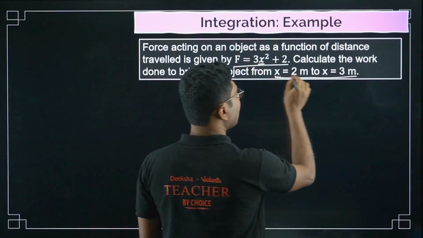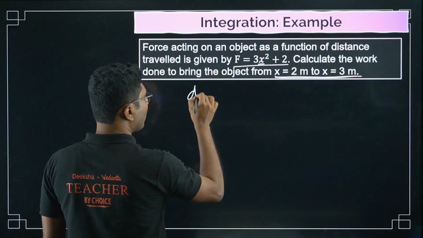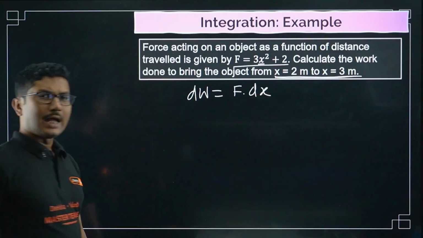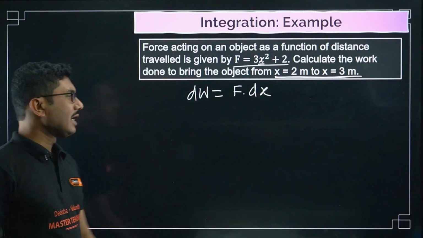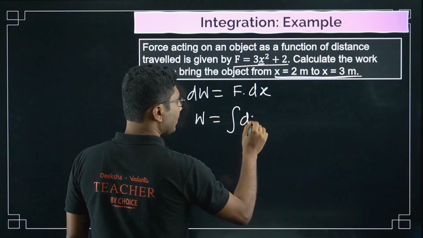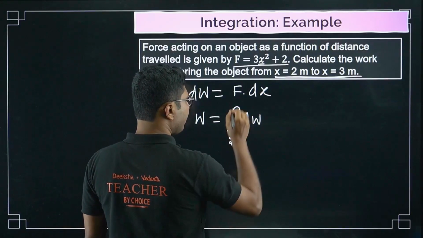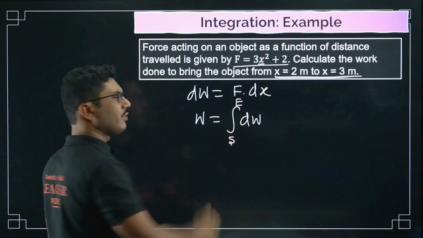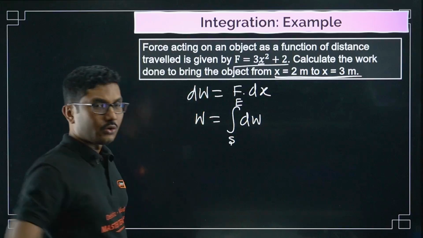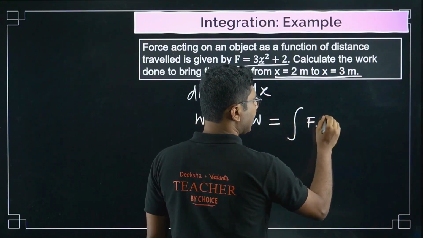Now they asked you to find the work done. So this concept you have studied. So let's see. Small work done is basically F into dx. I hope you remember this formula. Now to calculate the total work done, you have to integrate dW from the starting position to the ending position. Some write it as I to F, I am writing S to E, easy to remember. So total work done is nothing but the integration of F into dx.